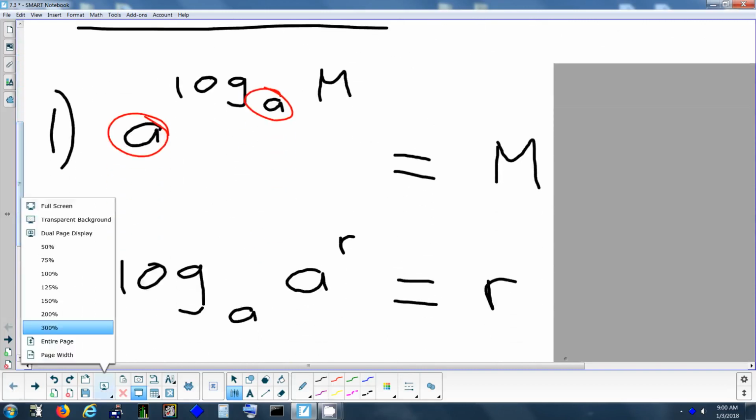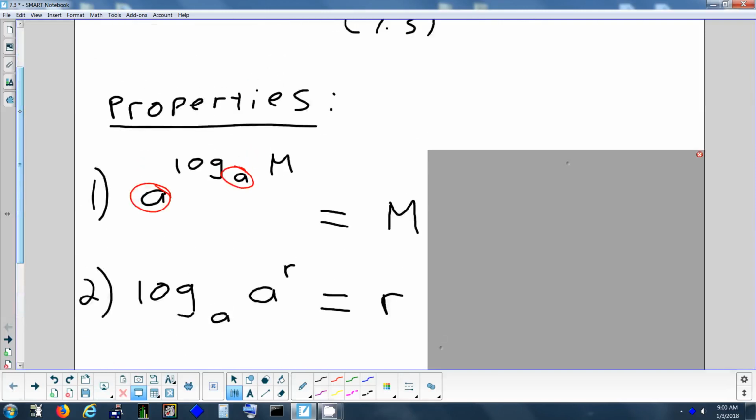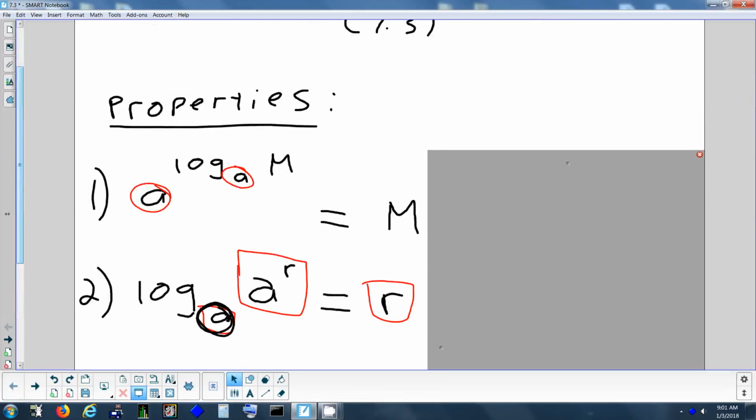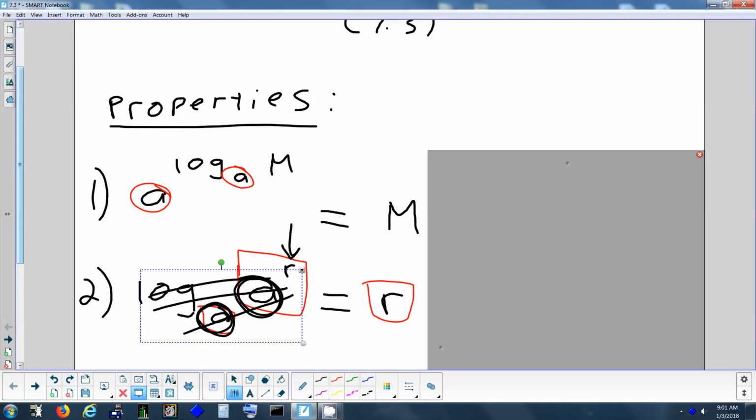Second property. The second property is a log equation. There's your base. There's the thing you're taking the log of. We call that the argument. And there's what's on the other side. Okay, so that's a log equation. The idea here, very similar to the last one. As long as this and that match, you can cancel out everything that's right there, and the answer that you get is whatever that exponent is. But the key is those 2 things have to match.